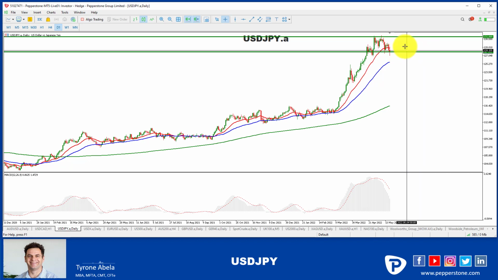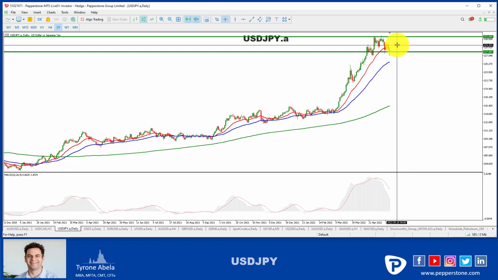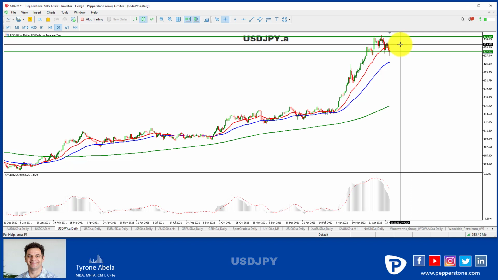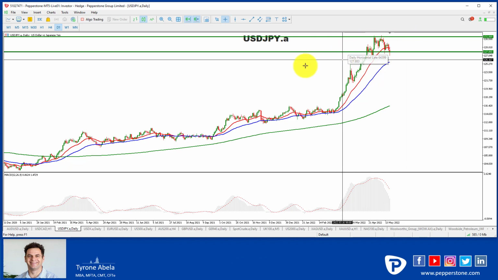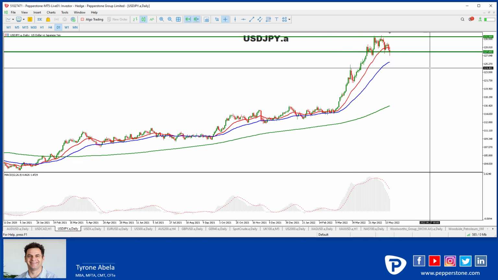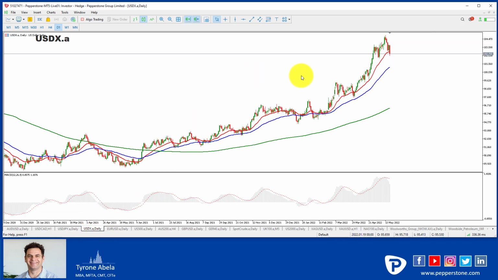So anywhere between 100 to 150 is possible on the downside, and we've got a good 100 on the way up, even if it gets past this 129.60 area, because then we're targeting the 131. So certainly not bad trading on that one. All right, we'll move on over to the dollar index now.